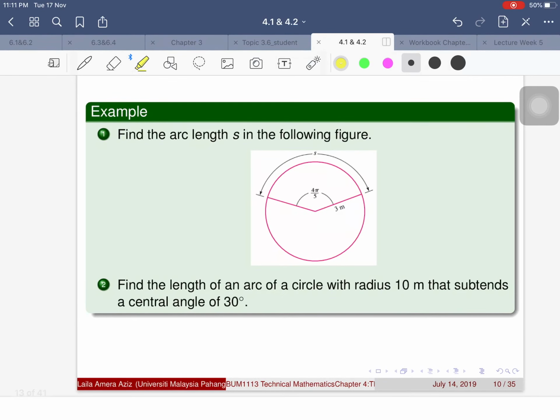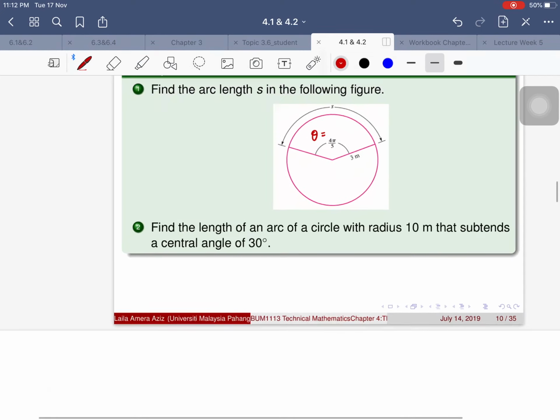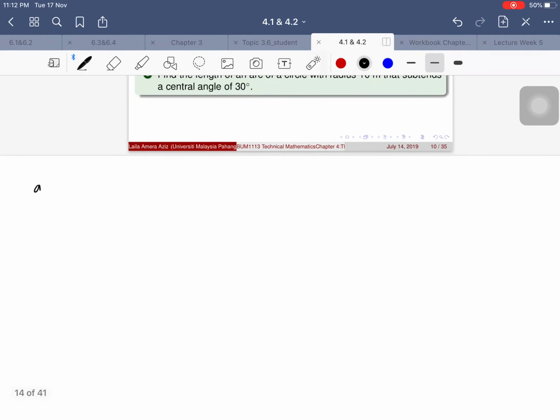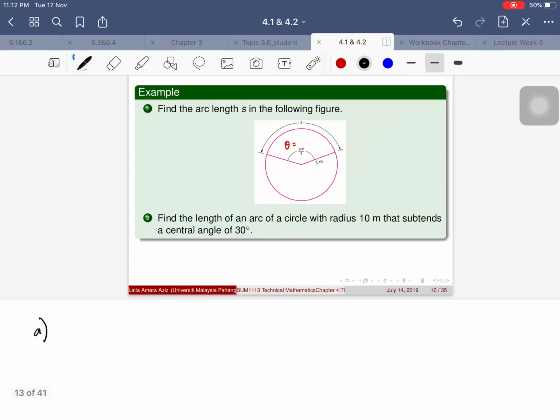So I'm going to start with this example here. What I'm going to do first is find the arc length S in the following figure. First of all, please make sure that your angle is in radian units, and of course 4 pi over 5 has no degree sign, so automatically that is in radian units. So let me put A over here. The two pieces of information that we have are R equals 3 meters, and theta equals 4 pi over 5.